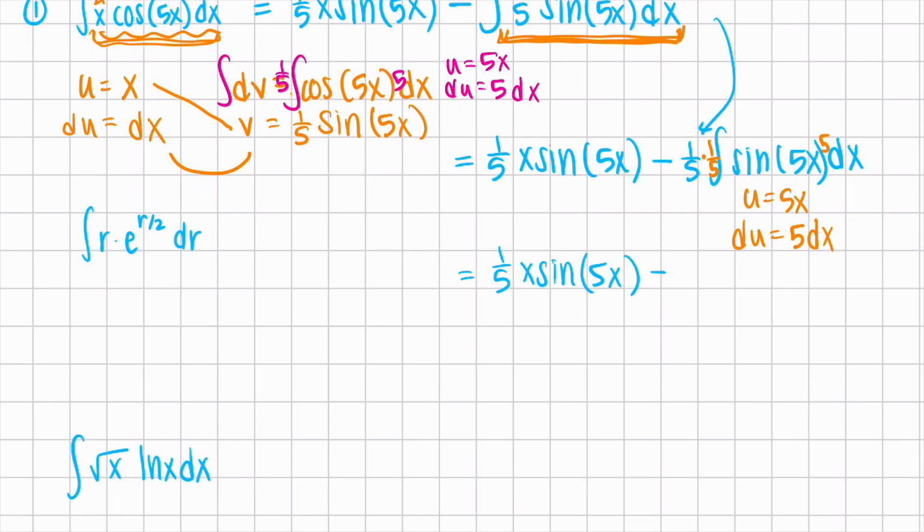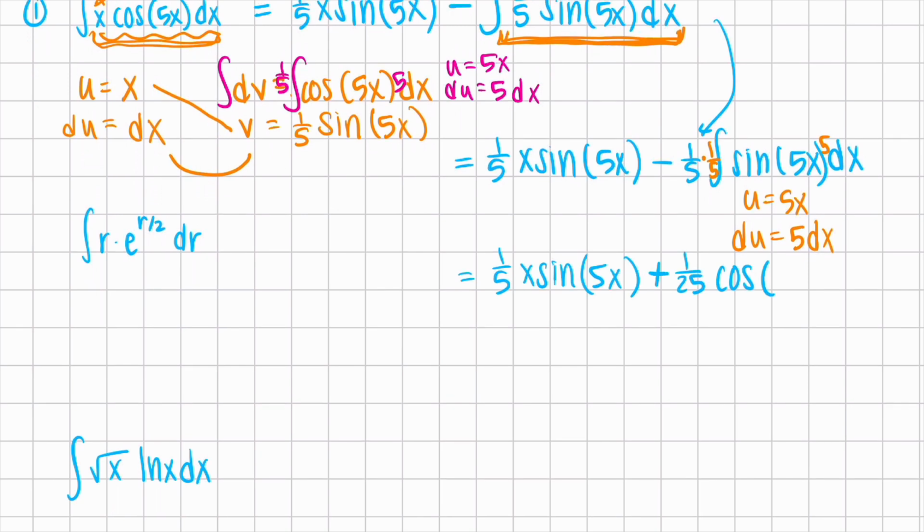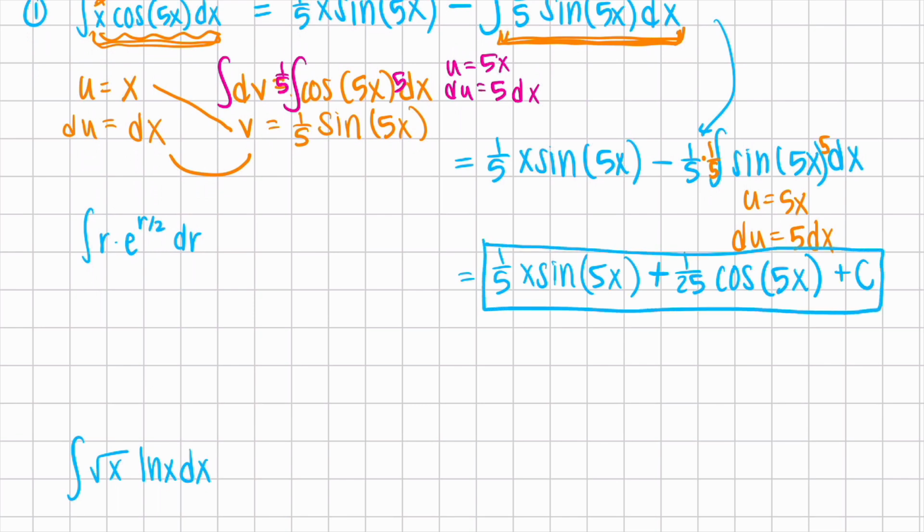Minus 1/5 times 1/5 is 1/25. And the integral of sine is negative cosine. So I'm going to make this negative a positive cosine, and then when I plug back in for my u, I get cosine of 5x, and then here make sure you do your plus c. So there is our first example.